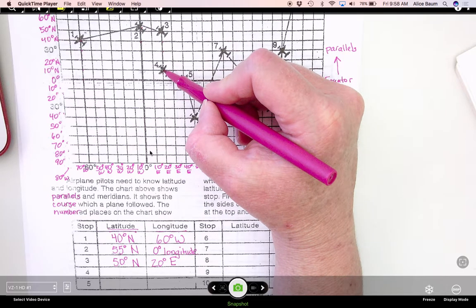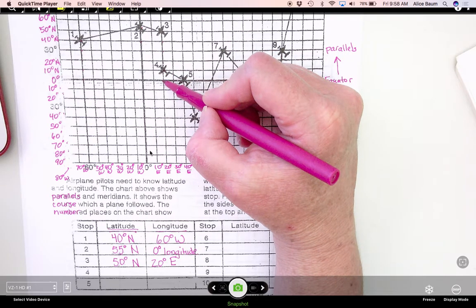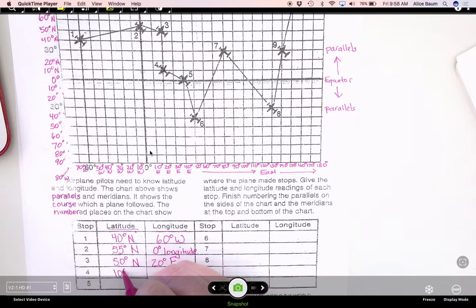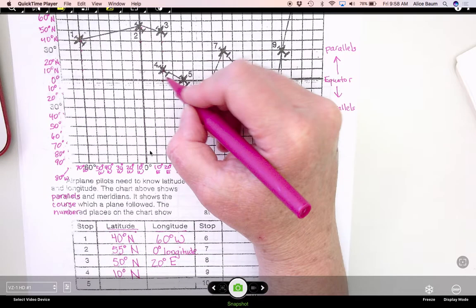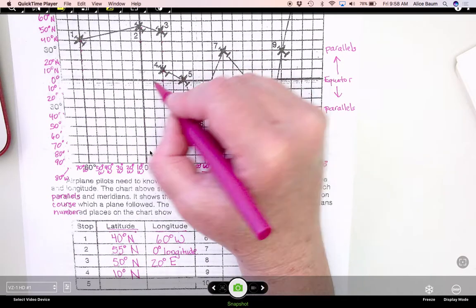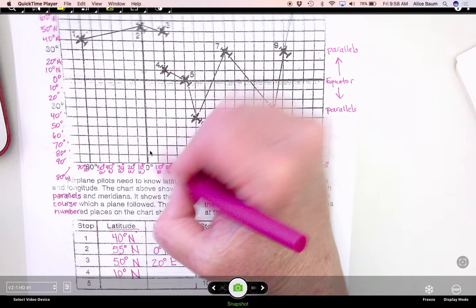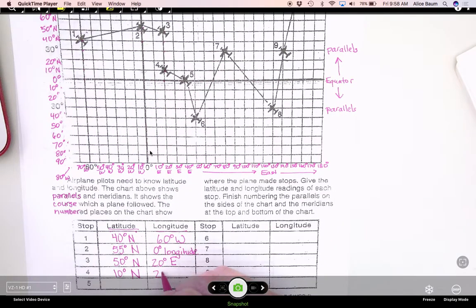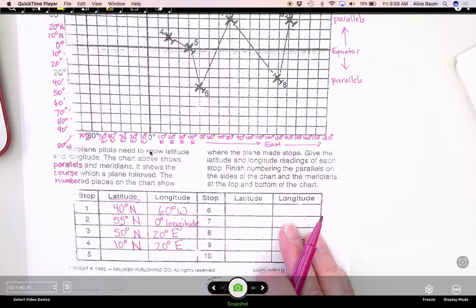Here's the next plane. I start at the equator, move up. It's only one line. It's 10 degrees north. And it's also moving east from the prime meridian, 10, 20 degrees east. I'll do one more with you, and then I'm going to see if you can do the rest on your own.